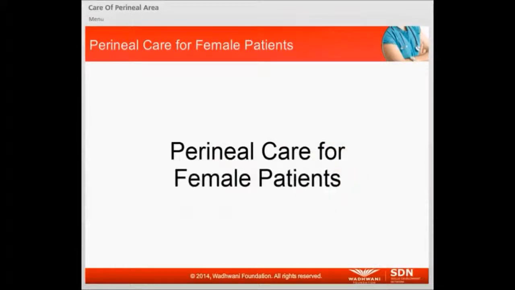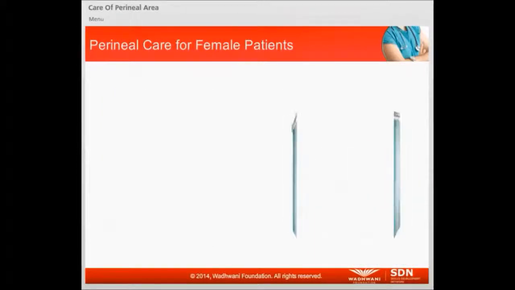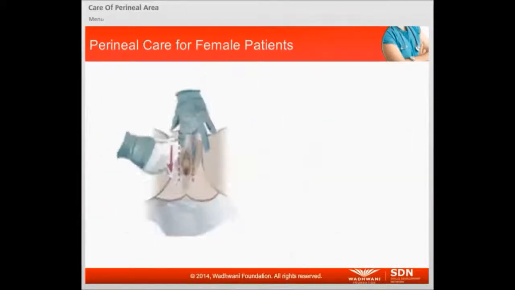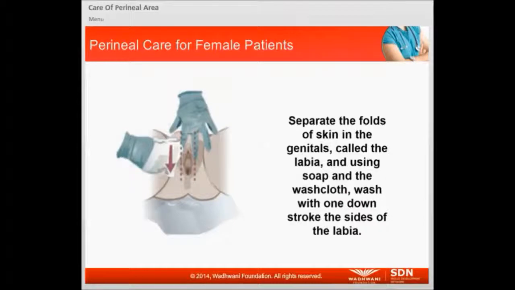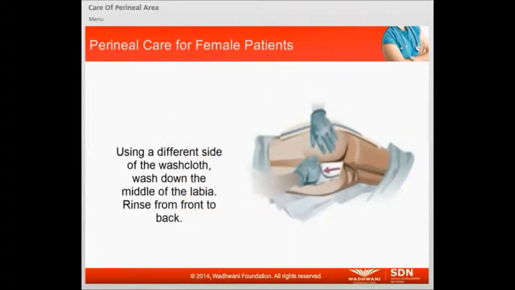The procedure for providing perineal care to female patients involve the following steps. Wash hands and wear gloves. Draw curtain for privacy. Separate the folds of skin in the genitals, called labia, and using soap and the washcloth, wash with one downstroke the sides of the labia. Using a different side of the washcloth, wash down the middle of the labia.